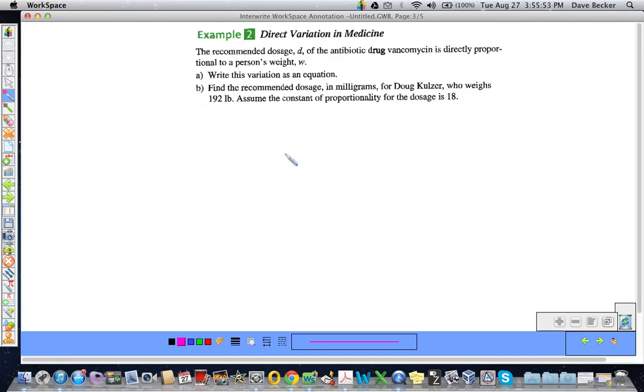Here's another example. The recommended dosage D of the antibiotic drug, I don't know how to pronounce that, is directly proportional to a person's weight W. Write this variation as an equation. Okay, so we have D varying directly as W. So y equals kx. Okay, and we'll just read it carefully.